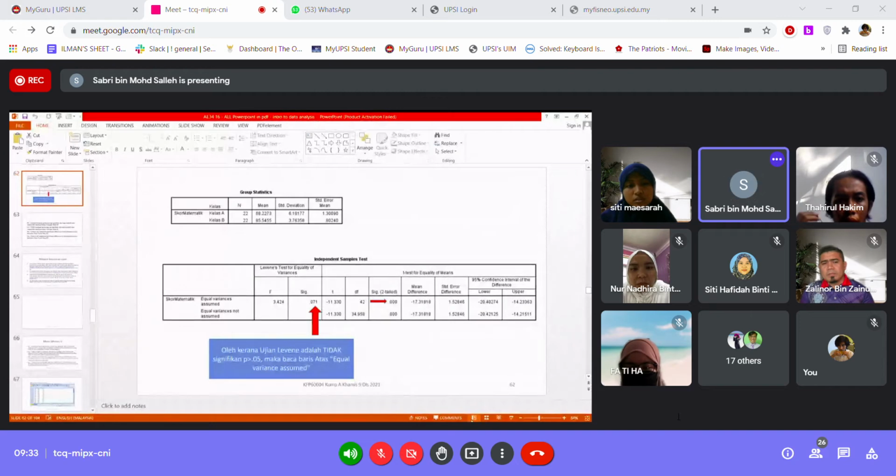Ini yang masalah. Ya doktor. Okey, ini cakap Melayu lah.